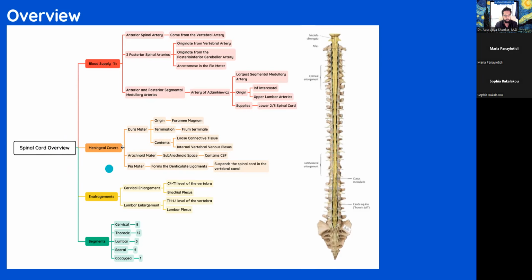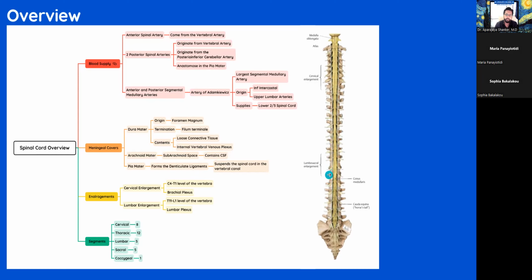Now, the spinal cord, because it's a part of the central nervous system, also has meningeal covers. From outside in, they are the dura mater, arachnoid mater, and the pia mater. The dura mater is very important because it is the outermost covering. It provides most of the protection to the spinal cord as well as to the brain. The dura mater originates from the foramen magnum and terminates at something called the filum terminale, which is at around L1 to L3. It's L3 in children and L1 in adults. And it contains loose connective tissue and the internal vertebral venous plexus.